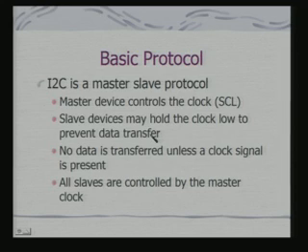There is a single clock line to which the slave is also connected, so the slave can pull the clock low. If the slave pulls the clock low, then your data is no longer valid. So, effectively the master is put into a wait state. So, no data is transferred unless a clock signal is present. If a slave pulls the clock low, then no transfer can take place. So, if there is a speed mismatch, then the slave would do what? Simply pull the clock low. And all slaves are controlled by the master clock.